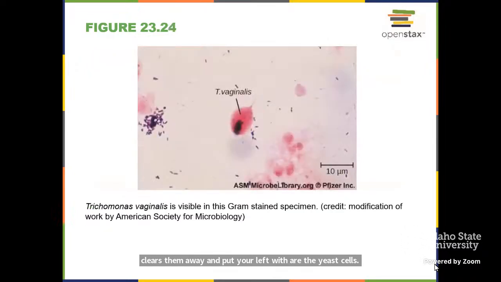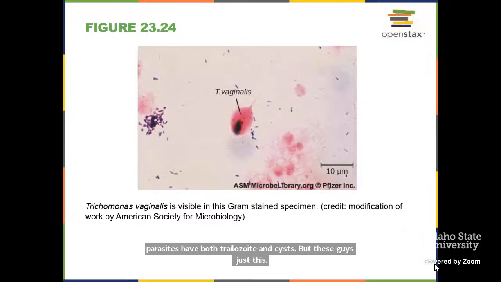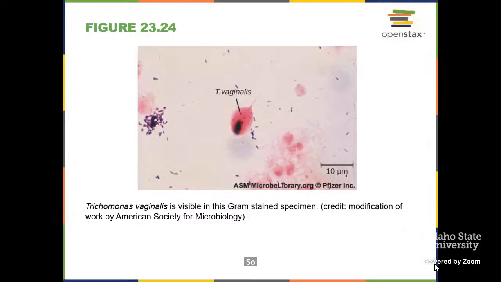So here, Trichomonas vaginalis, shifting away from fungi to a protist. Trichomonas vaginalis is a protist that only exists in this trophozoite or feeding stage. The flagellate's all you get. Lots of protozoal parasites have both trophozoite and cyst stages, but these guys just have this. So transmission is direct sexual contact, leading to infection.